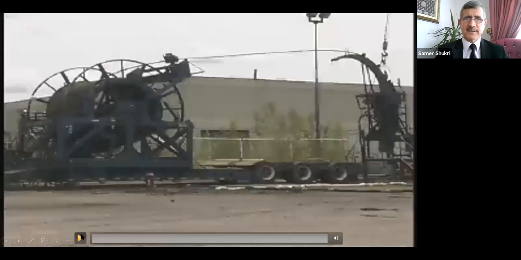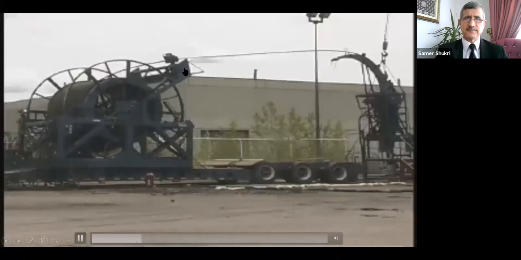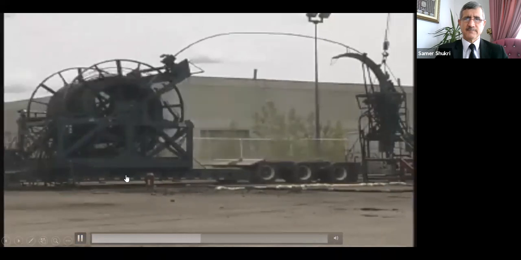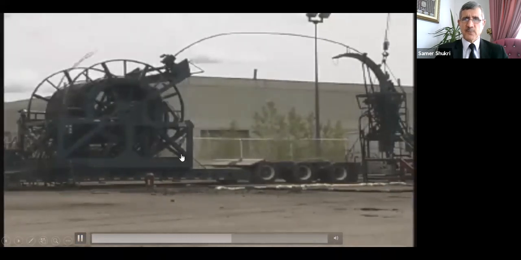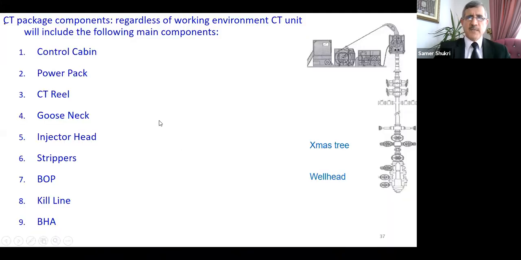Here, if you prepare yourself for dangerous situations, look at it, please. Here we are running in hole with coiled tubing. Here is the injector head. Look what will happen. Look at here. You see? If anybody was walking near it, it would be a disaster. Especially if there is acid pumped inside the coiled tubing. So we have to take care.